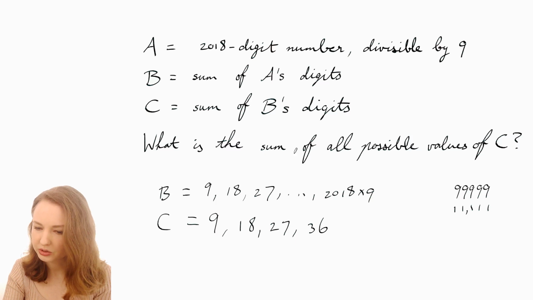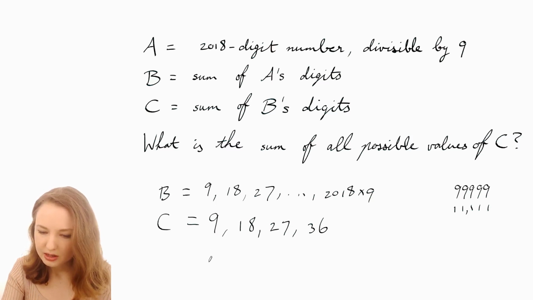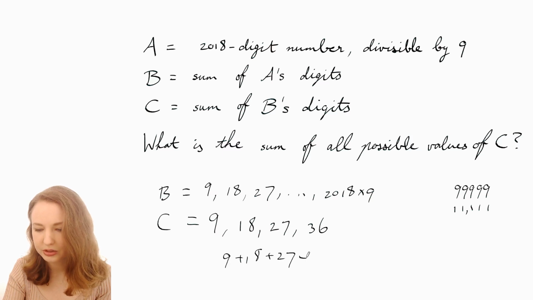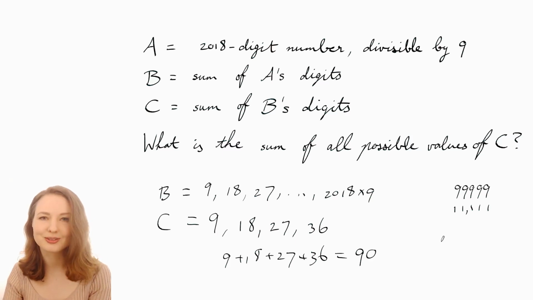And then we just need to add those up because it was asking for the sum. So 9 plus 18 plus 27 plus 36, which equals 90, I think. So that's the answer to that one.